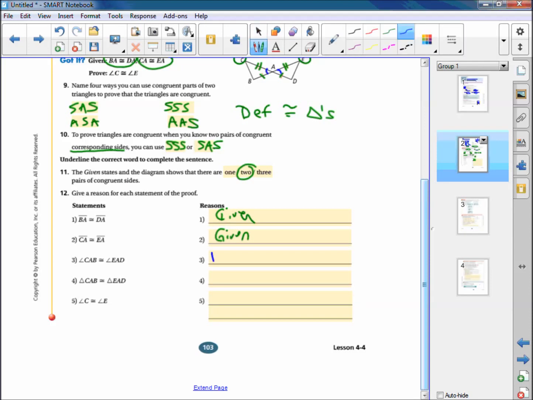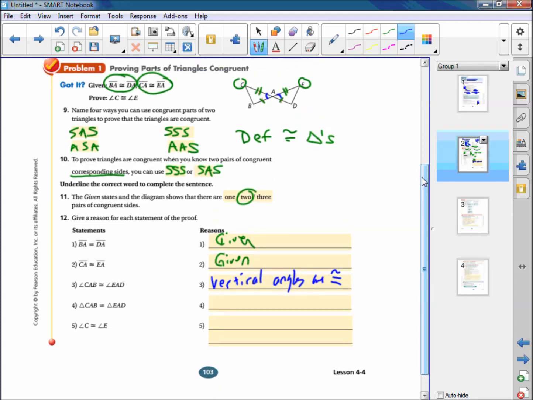Well, they're vertical angles, and vertical angles are always congruent. So vertical angles are congruent. Okay, you could also say the vertical angles theorem if you want. Okay, and then we can now say the triangles are the same. So let's take a look at our picture and see why. So we have side, side, angle in between, and then side, side. So that's SAS. So we can just write SAS here.